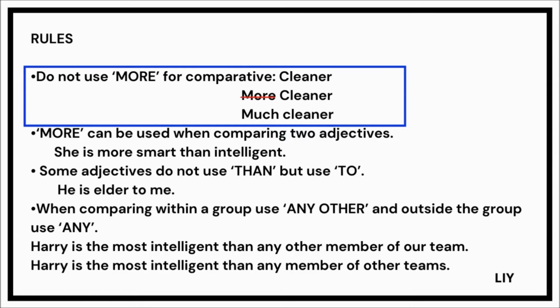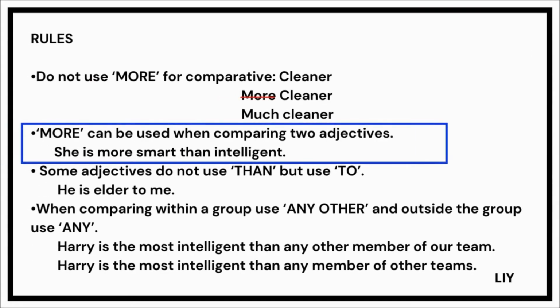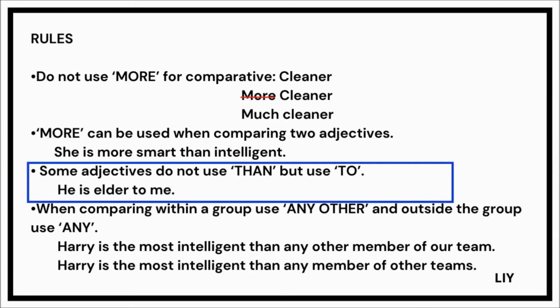You can use more in cases when there are comparisons between two different adjectives in the same sentence. For example, she is more smart than intelligent. Here more is being used as we are comparing two different adjectives, smart and intelligent. The next rule is about using than and to. Not all adjectives can use than while comparing. Instead, you have to use to. You cannot say, he is elder than me. No, than cannot be used. Instead, you can say, he is elder to me.